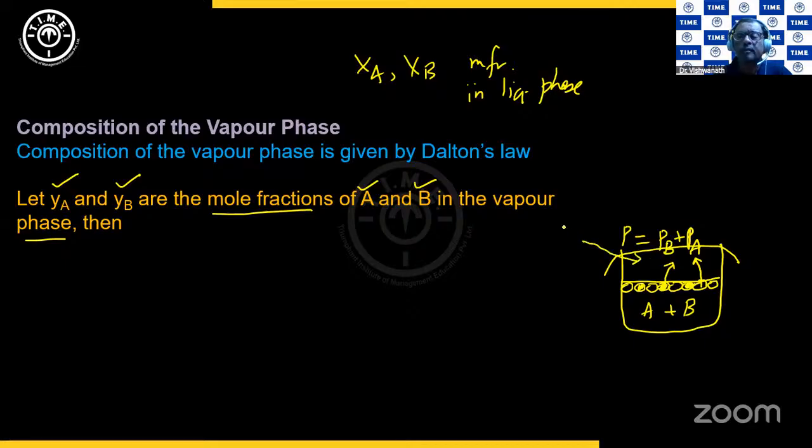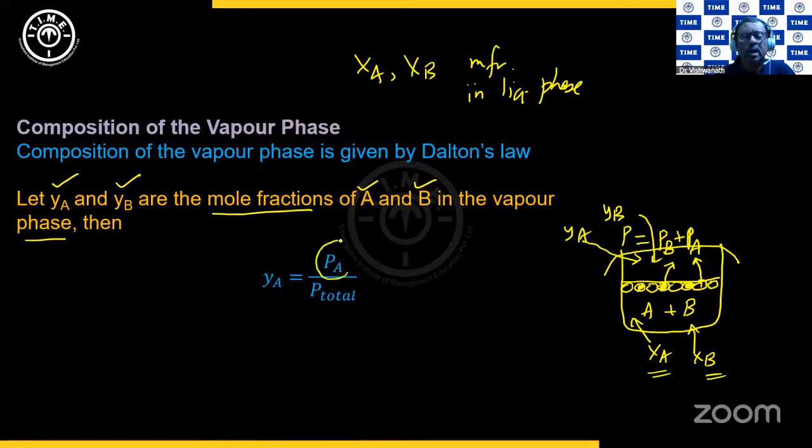So we want to find out what is the vapor phase mole fraction. What is the mole fraction of A in the vapor? What is the mole fraction of B in the vapor? The mole fractions in the liquids are XA and XB, whereas mole fractions in the gas are YA and YB. YA is equal to the vapor pressure of A, that is the partial pressure, by the total vapor pressure. PA is nothing but PA naught into XA. This P total is PA naught XA plus PB naught XB, correct?